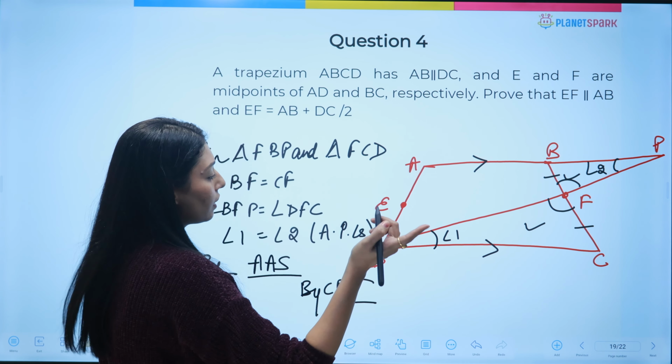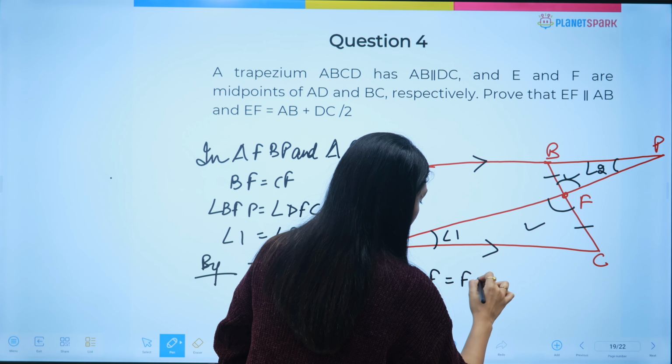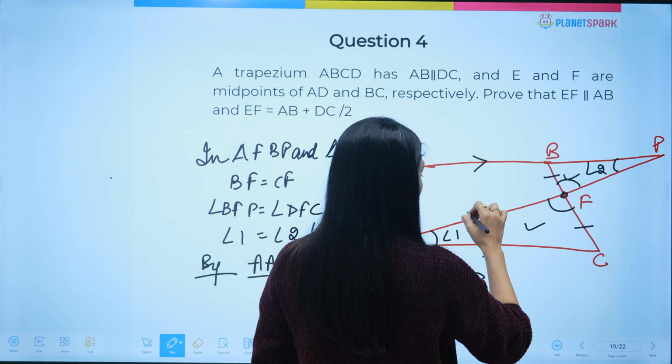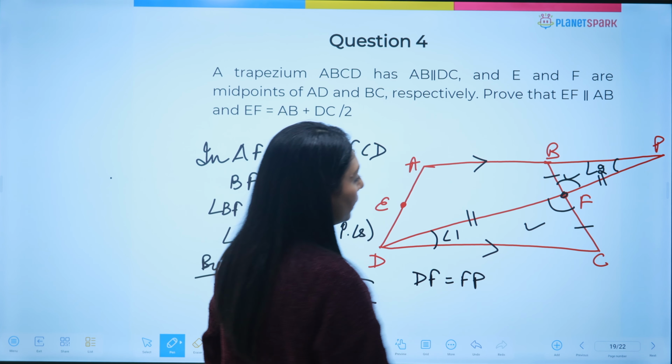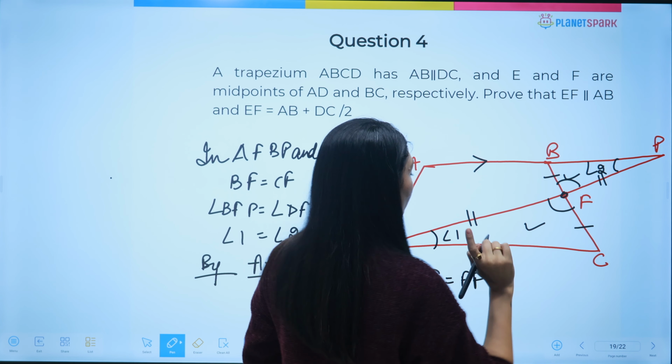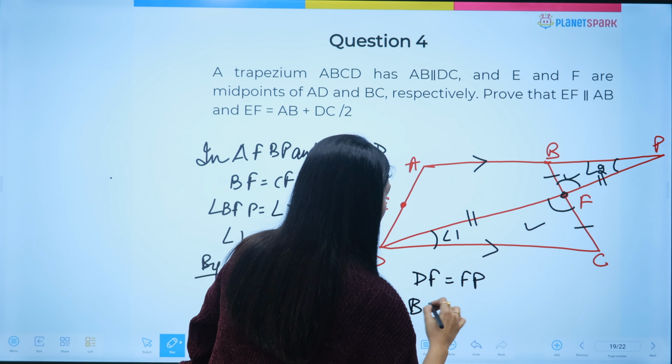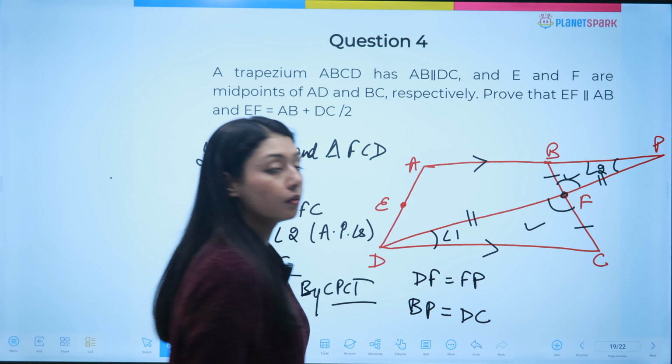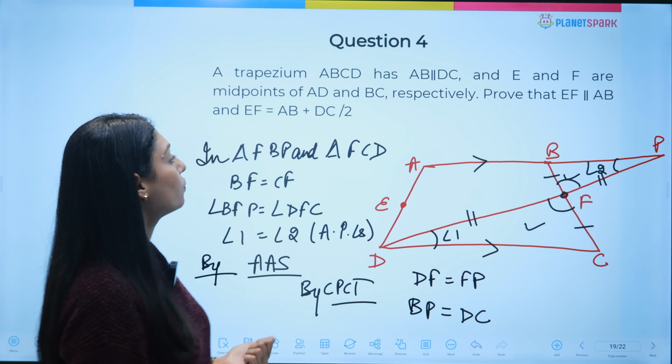what all can we write? The remaining two sides are equal, everybody. So, I can write DF is equal to FP, right? That means F is the midpoint of this side as well. Then I can write this pair of angles to be equal and these two sides also equal. That is BP is equal to DC. Right? Let's see from here how we prove the result.